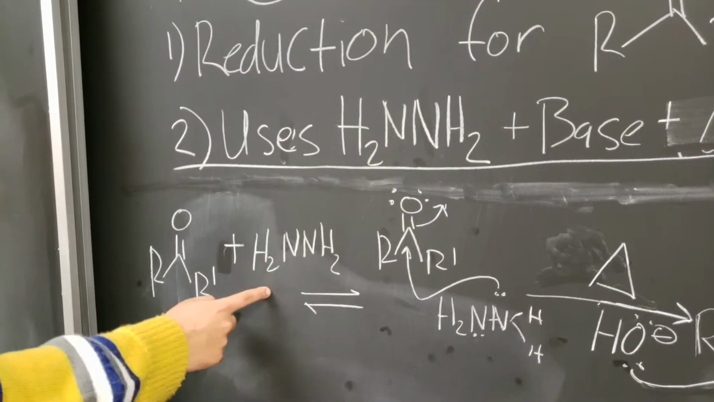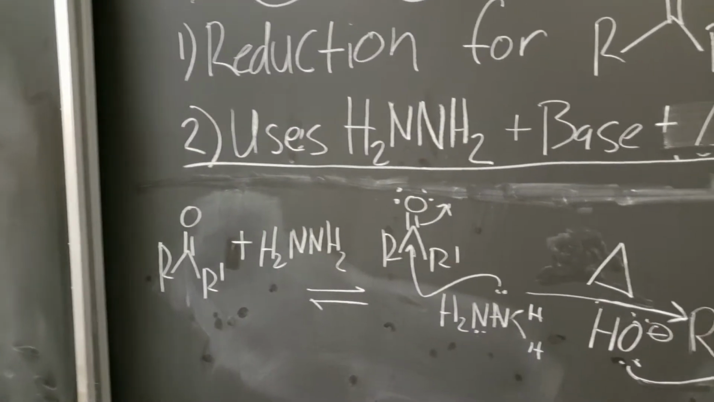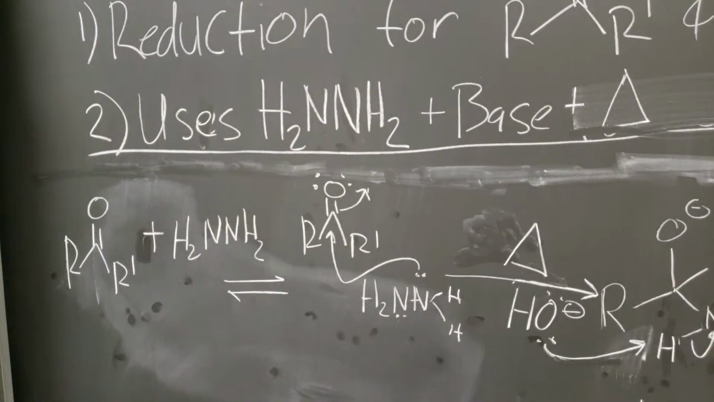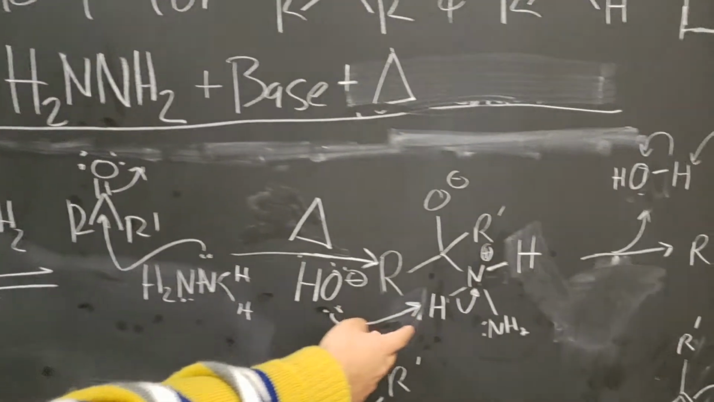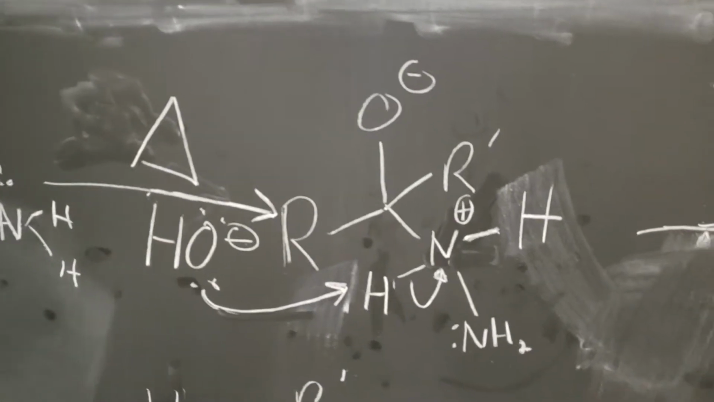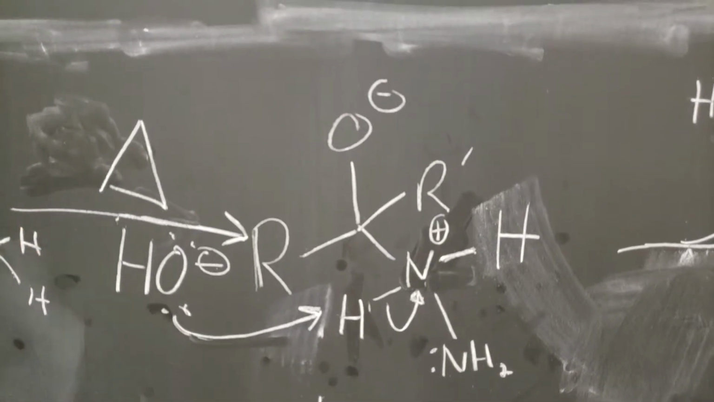So we start with our hydrazine and our ketone, which we're using in this example. The hydrazine will perform a nucleophilic attack on the ketone and will form this compound right here. In the next step, your base will deprotonate the compound. Because this proton is weakly acidic, we need to use heat to remove the H.